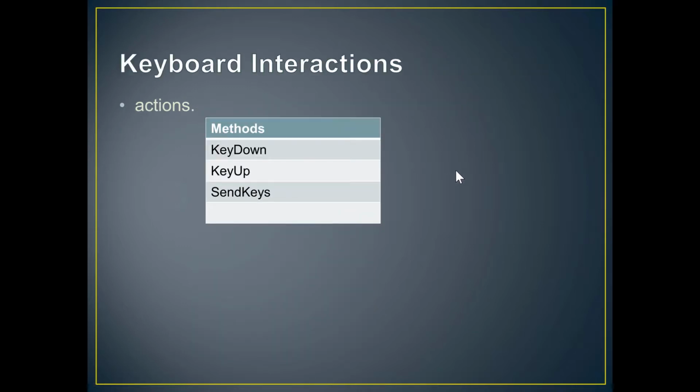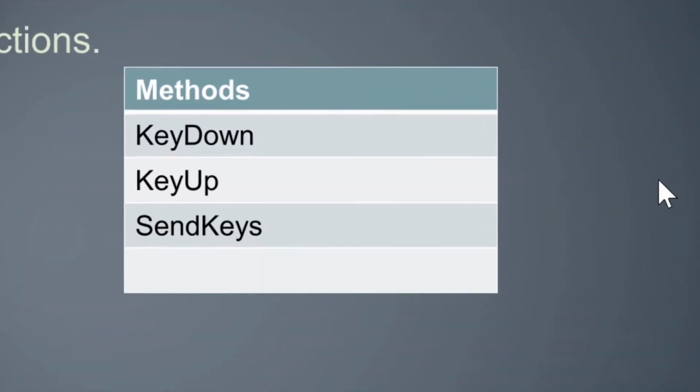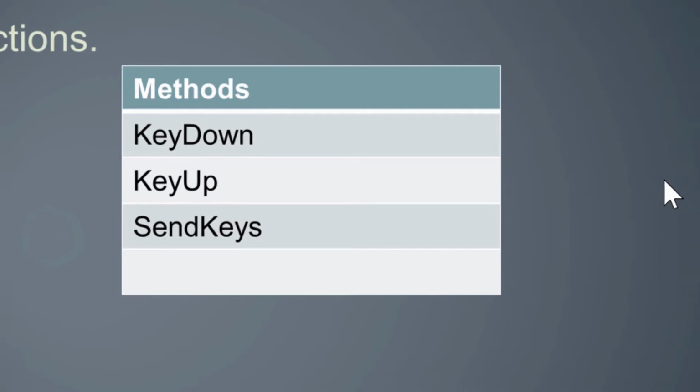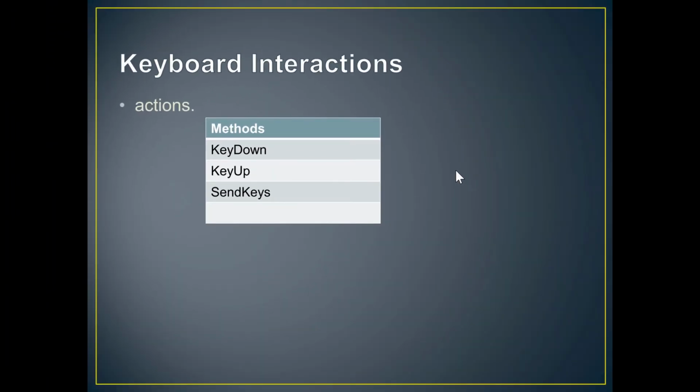The next type of interactions, as I mentioned, are keyboard interactions, and there are only a few of those: key down, key up, and send keys. They're mostly used for pressing keys down, letting keys go, and then sending those keys. So combinations like Control-Alt-Delete, Control-Shift-Tab, whatever you want to do, you keep pressing those keys down, creating a combination, and then passing those keys along.